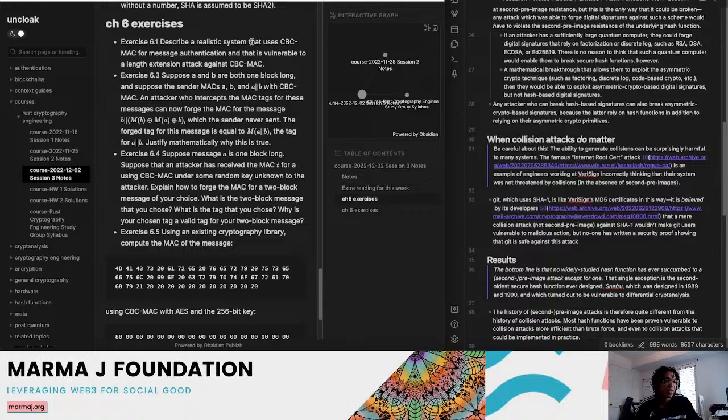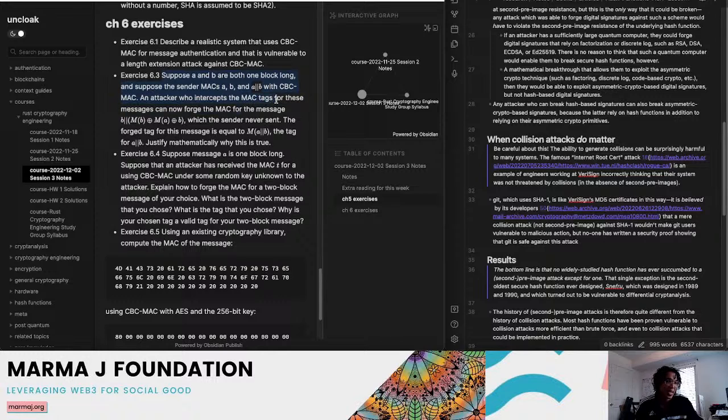Describe a realistic system that uses CBC-MAC for message authentication and that is vulnerable to a length extension attack against CBC-MAC. I completely forget how length extension properties for CBC-MAC work, so I've got to read through that again. Exercise 6.3. Suppose A and B are both 1 block long, and suppose the sender MACs A and B and AB with CBC-MAC.